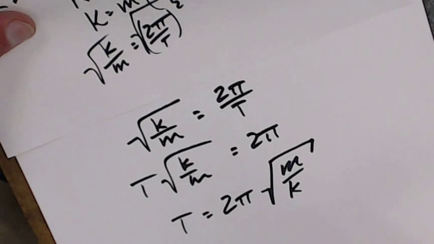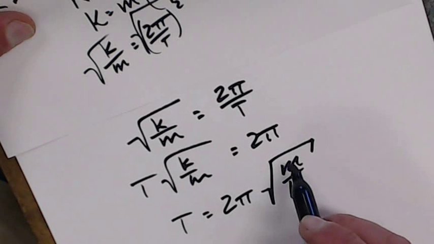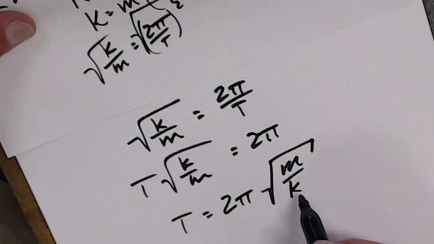So now, if we know what the period is and we know what the mass is, we can figure out what the spring constant is.